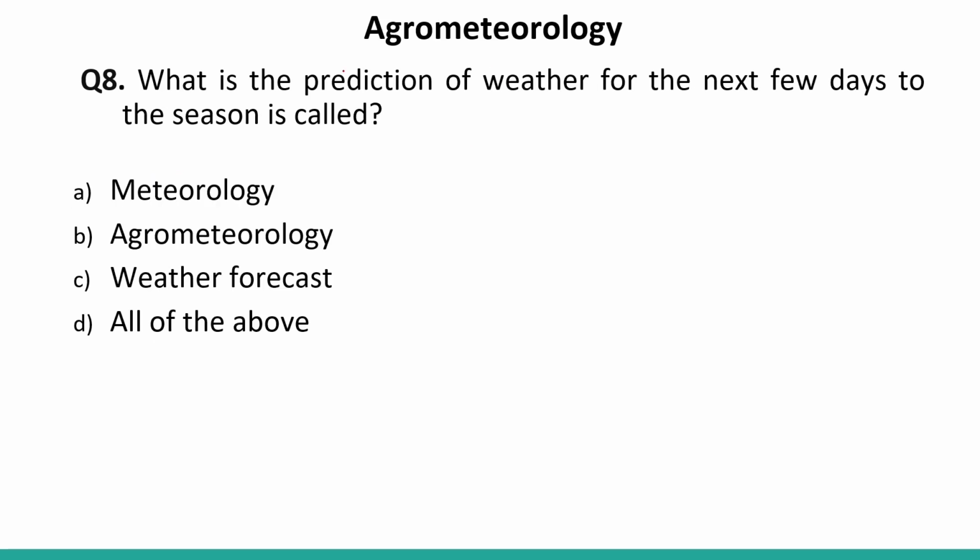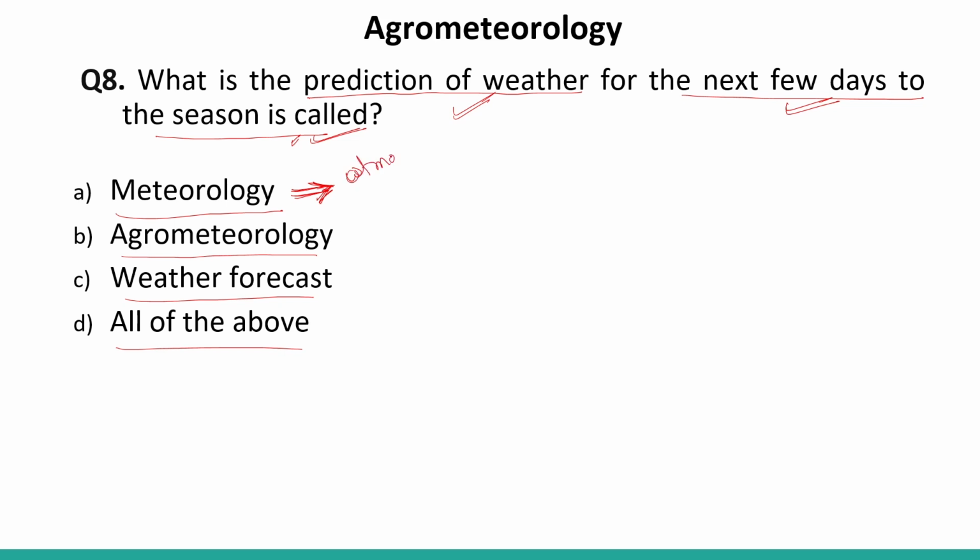Next question. The prediction of weather for the next few days to the season is called? Meteorology, agrometeorology, weather forecast, or all of the above. So prediction of weather, we are predicting, right? Now, the first option is meteorology. Meteorology is the study in which we record the weather condition or atmospheric condition.